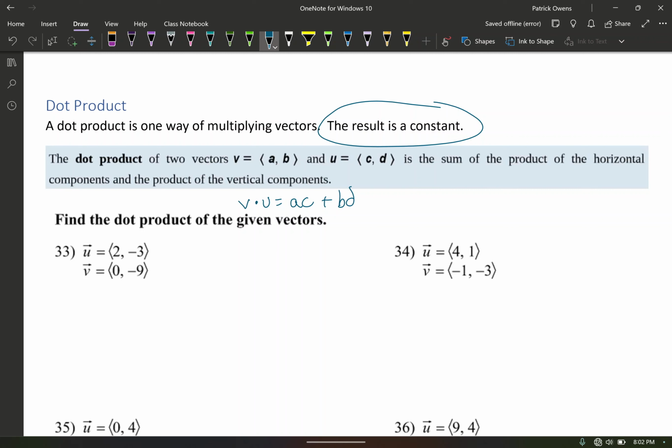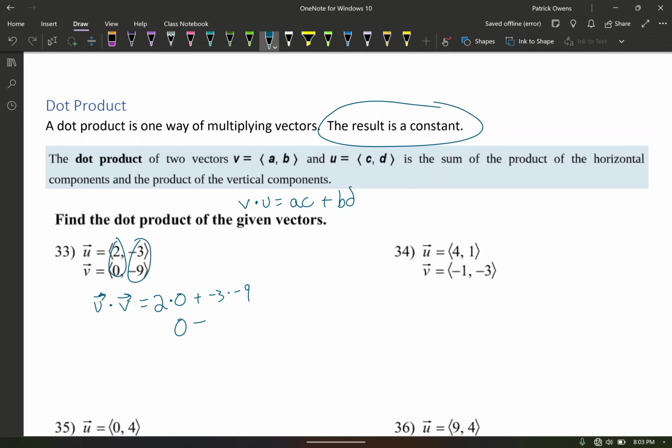So let's take a look here. Our dot product of u and v. Again, I do not like using u and v in the same problem because they do look similar. Our output's going to be a constant, and it's going to be the product of our x components plus the product of our y components.